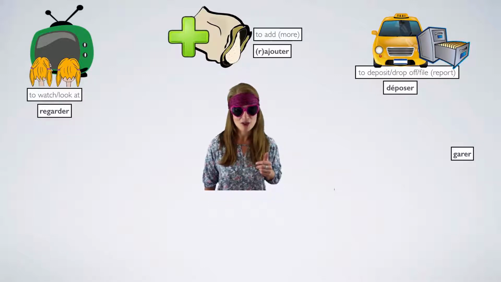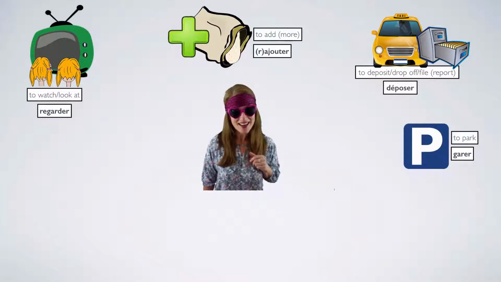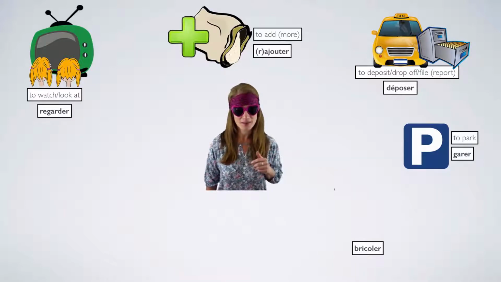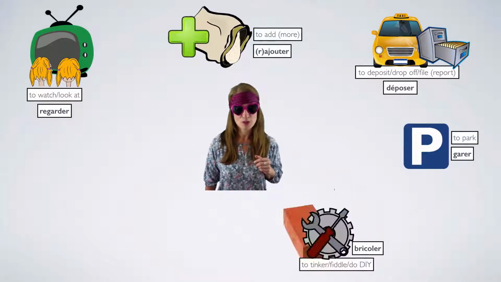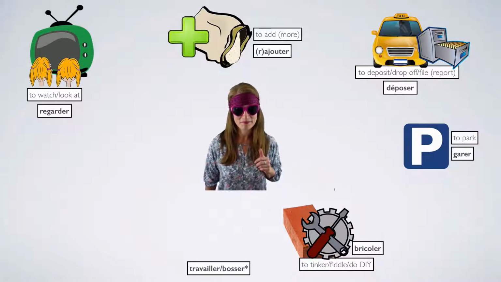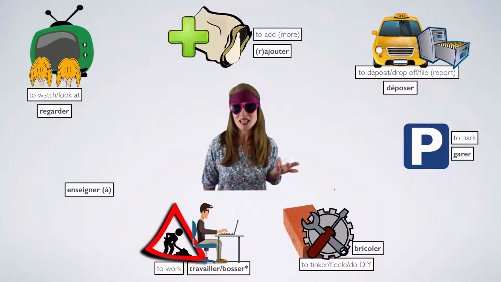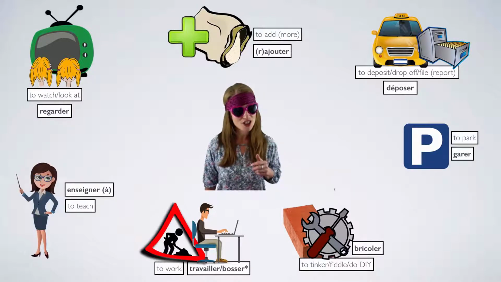Garer. What do you use a garage for? To park your car. And you park your train in la gare. Bricoler. Someone who likes to tinker with bricks, because it means to tinker, to fiddle, to do DIY. We have Monsieur Bricolage, the DIY shop in France. Travailler. The slang used a lot in spoken French is bosser. To work. Enseigner. Enseigner à. To teach.